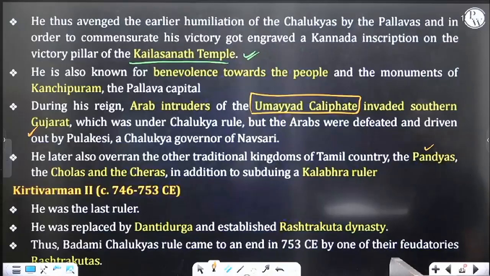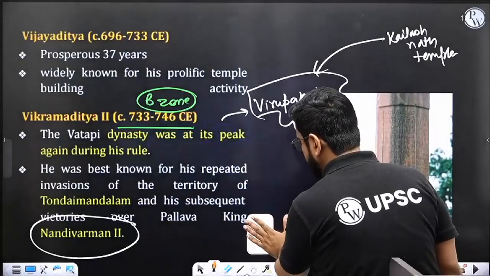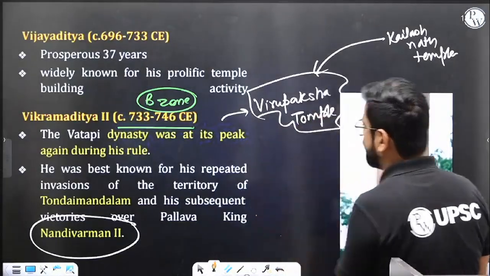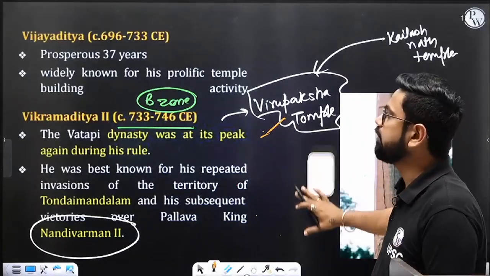Otherwise he has defeated other kingdoms as well, not very important ones. Vikramaditya II is important because he defeated Nandivarman II. That is the first point. Second, he is associated with the Virupaksha temple, which is very important. The most important king, temples and all, we'll see during this period.